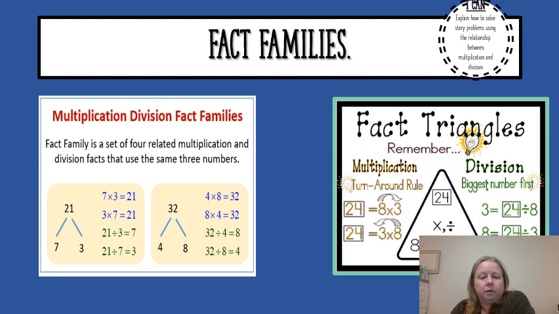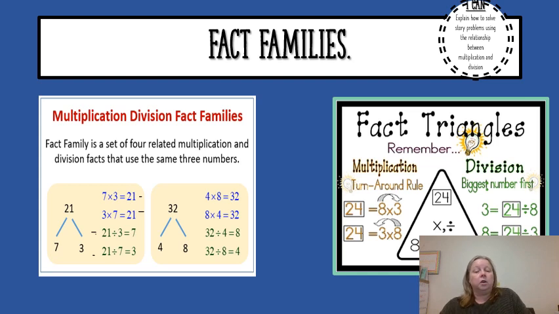So we have 7 times 3 is 21. Okay? Well, because of the commutative property, 3 times 7 is 21. It doesn't matter which order, they both have the same answer. The same goes for the division. 21 divided by 3 is 7. 21 divided by 7 is 3. So every single one of these problems, you have 2 multiplication problems and 2 division problems, and they're all going to have the same 3 numbers.